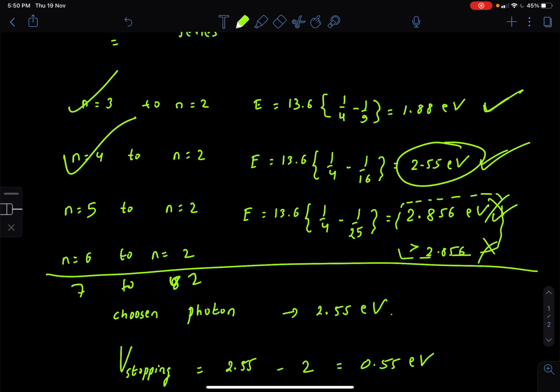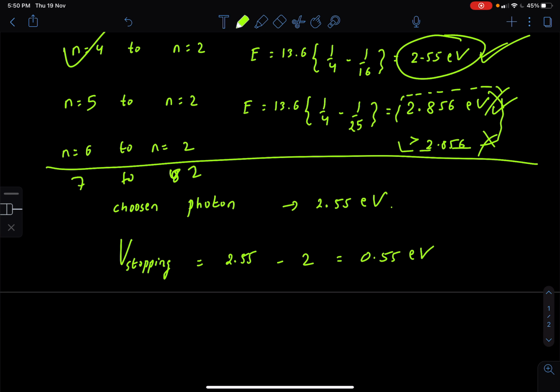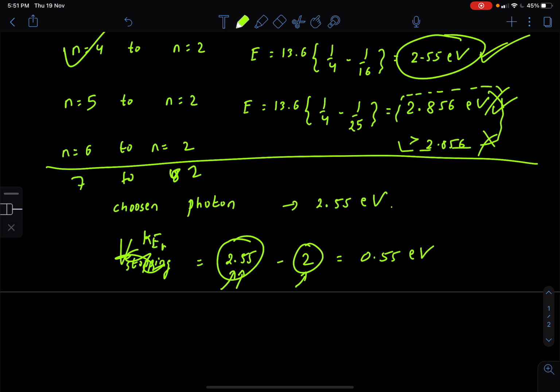So what is the stopping potential? So stopping potential will be the energy of the photon which we are choosing at 2.55, which is for the transition between 4 to 2, minus the work function, which is 2. So this is the maximum kinetic energy. Sorry, this is KE max. And KE max is 0.55 electron volt. So V stopping is equal to 0.55 volt.